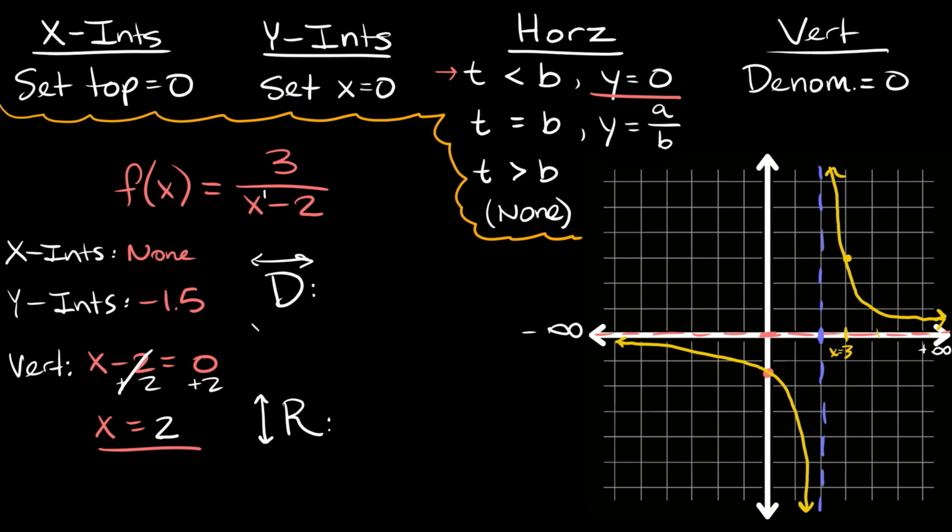So here the domain would go from negative infinity to 2, positive 2. And then we're going to put a union symbol, because we're skipping over 2. And then we're going to say it goes from 2 to positive infinity. And notice I put parentheses around the 2 because we're not including 2. That's the specific number we're skipping over. Okay, and lastly, the range.